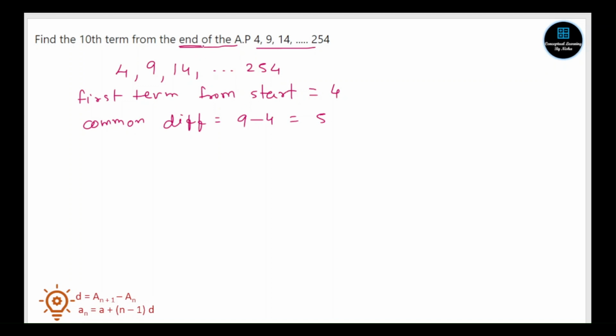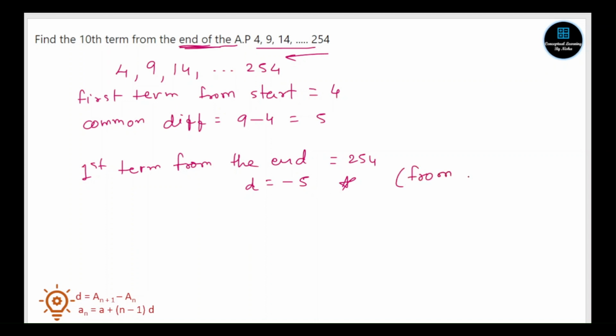Now when I talk about from the end, they are asking from the end. So what I'll take, we have to go the reverse way. So the first term from the end, I'll write that way: first term from the end equals 254. And when I go the reverse way, the common difference becomes what? Yes, negative 5, which is important. Why have I taken negative 5? Because we are taking from the end, the reverse way.